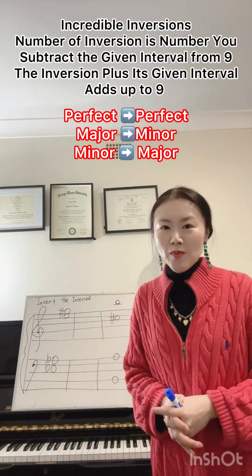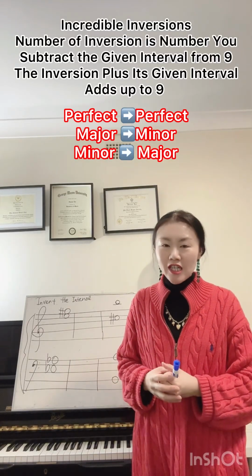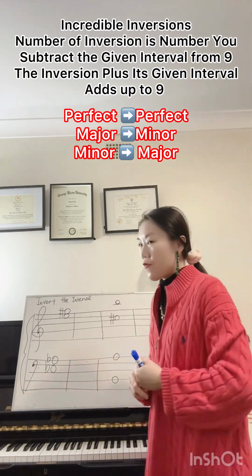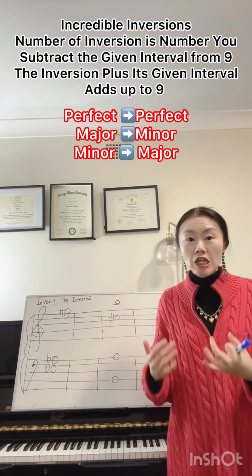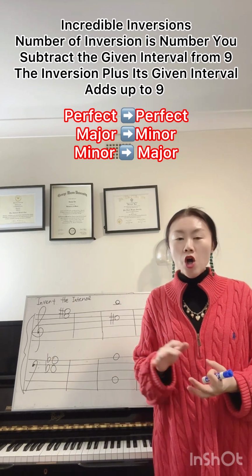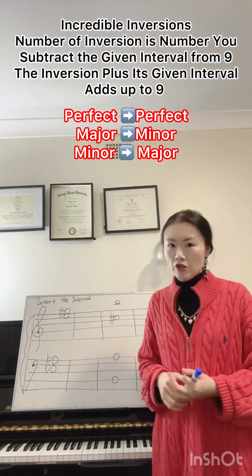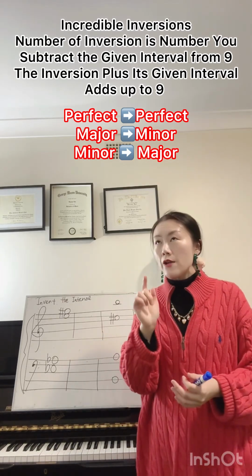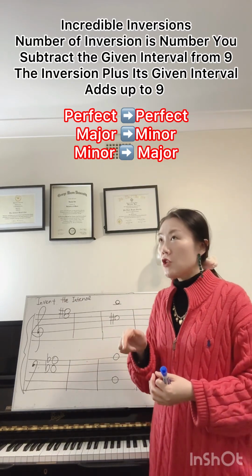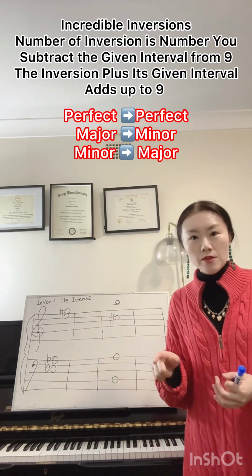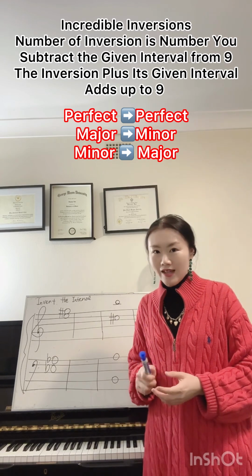Today we're going to talk about how we invert the interval, which is called inversion. There are a few things that you need to remember. When you invert the interval, the number and the quality of the interval changes, and we're going to talk about how it changes. When you invert the interval, major becomes minor, minor becomes major, and perfect stays the same.